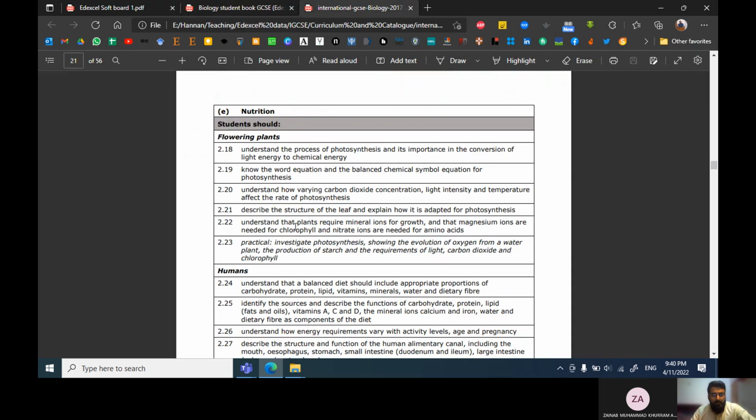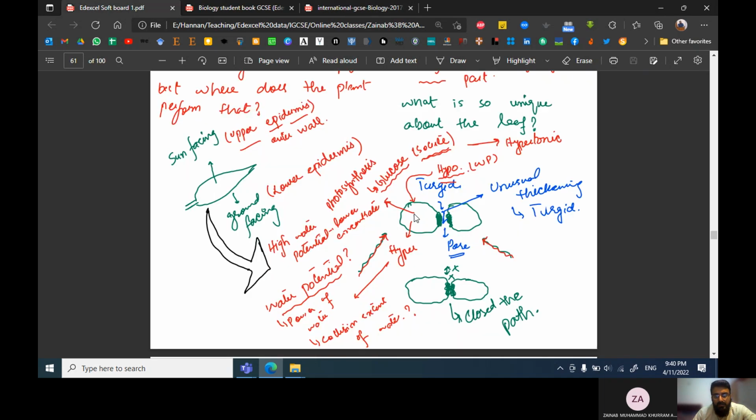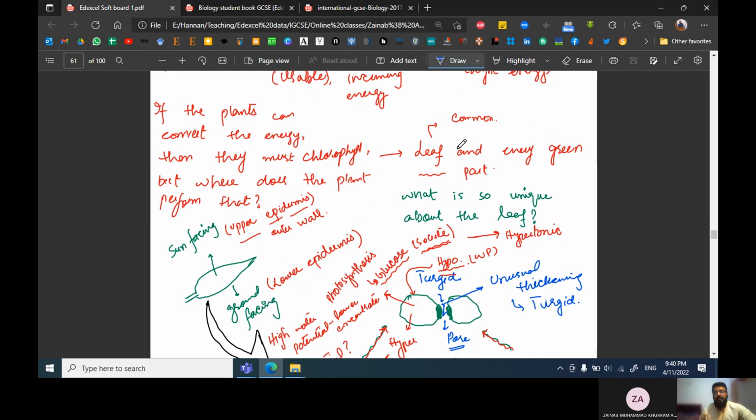So what is yet to discuss? The word equation and balanced equation. Actually, we didn't reach the process of photosynthesis. We were discussing this question, in the last lesson we were discussing this question, that what is so unique about the leaf.